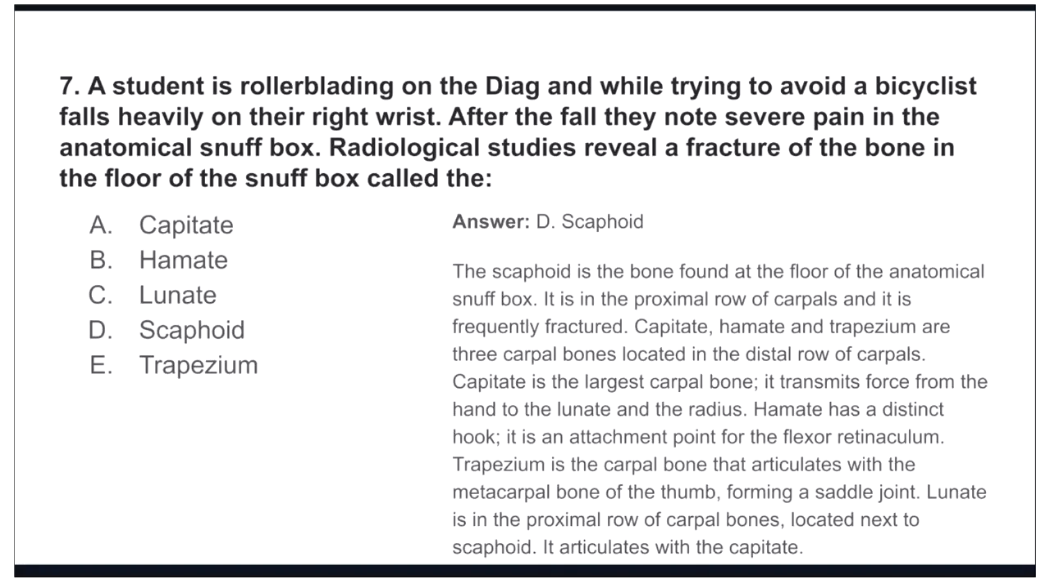Capitate, hamate, and the trapezium are three carpal bones located in the distal row of the carpals, okay? The capitate is the largest carpal bone. It transmits force from the hand to the lunate and to the radius, okay? The hamate has a distinct hook, the hook of the hamate. You're gonna see that often, okay? It is an attachment point for the flexor retinaculum. The trapezium is the carpal bone that articulates with the metacarpal bone of the thumb, forming a saddle joint. The lunate is in the proximal row of the carpal bones, located next to the scaphoid, and it articulates with the capitate.